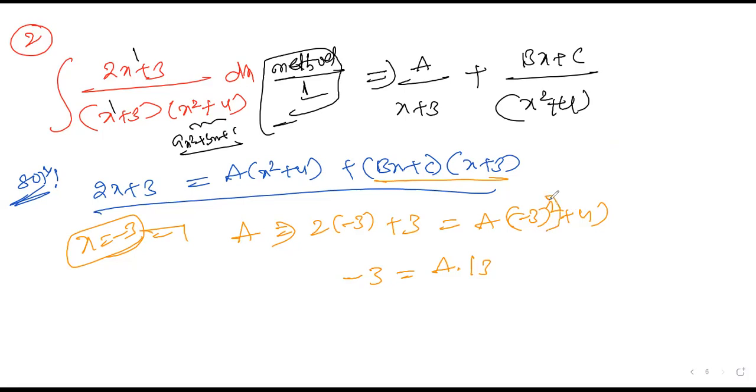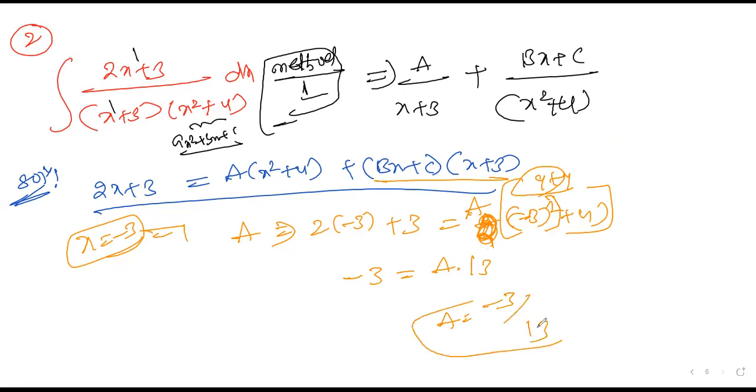Sorry for the interruption. Okay, 2x plus 3, I should take this as 2 into minus 3 plus 3, is equal to A into (minus 3 whole square plus 4), 9 plus 4, it is 13. A is equal to minus 3 by 13. Am I correct? Something I may have missed. Hello, are you here? Am I correct? Yes, sir. Anything else wrong? It's correct only.